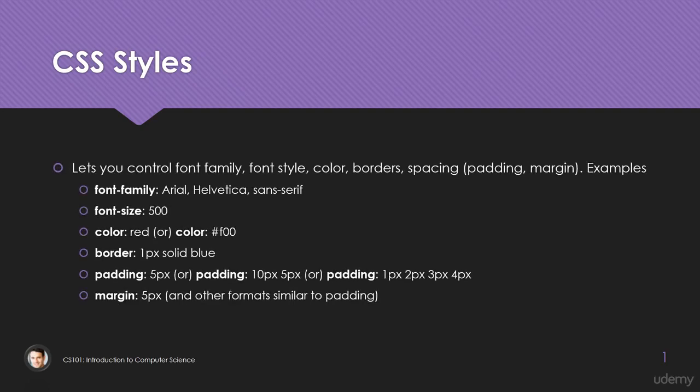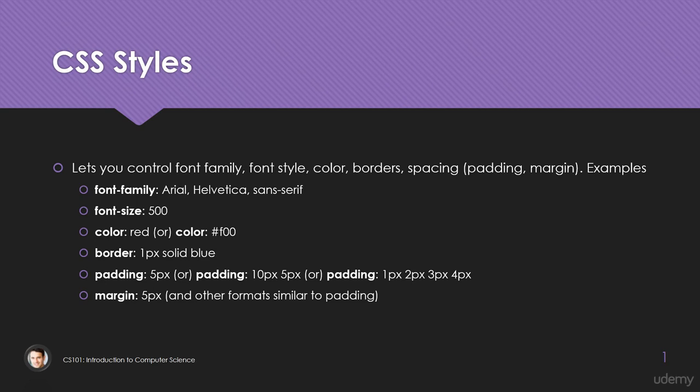So CSS styles, right? CSS lets you control things like font family, font style, colors, border, and spacing. In CSS, you can specify font-family to specify things like Arial, Helvetica, sans-serif. If you don't know what these are, read up a little bit about fonts, and you will understand what serif and sans-serif fonts are, and Arial and Helvetica. If you've used programs like Microsoft Office, you know what these fonts are. But go ahead and read up a bit on fonts to find out more.